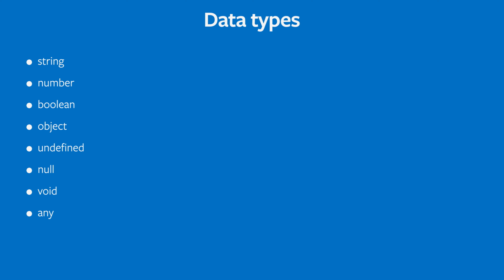So any, basically it's like any type of data. If you specify a variable or argument as any, you can pass any value into it without any problem from the TypeScript compiler or TSLint. Another type specific to TypeScript is never.